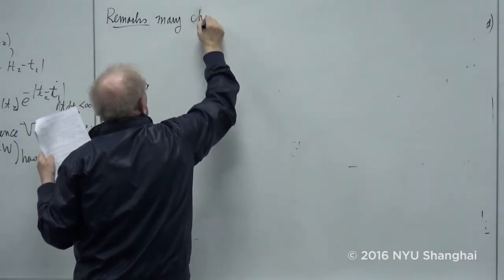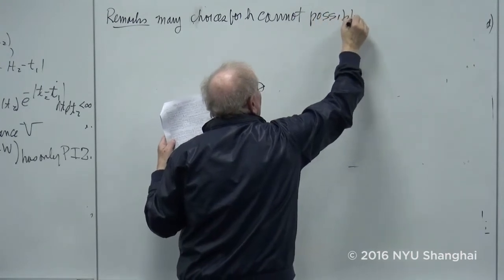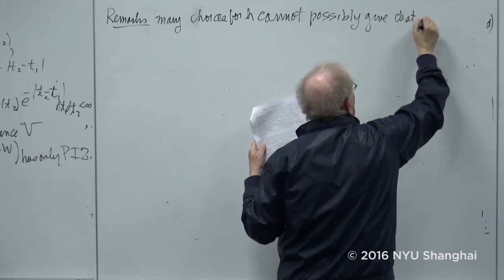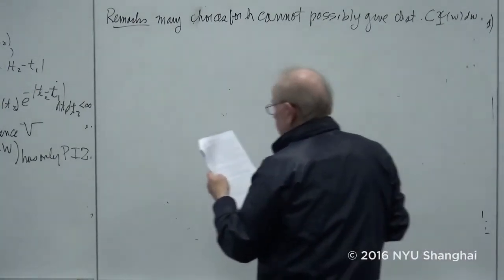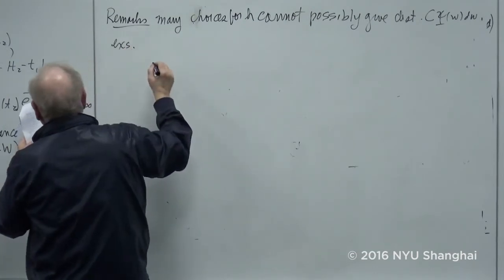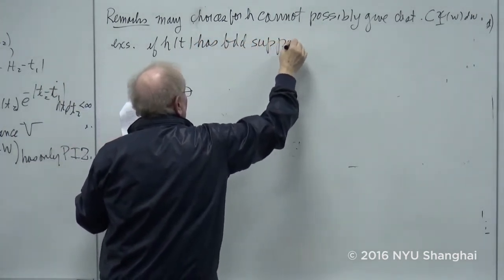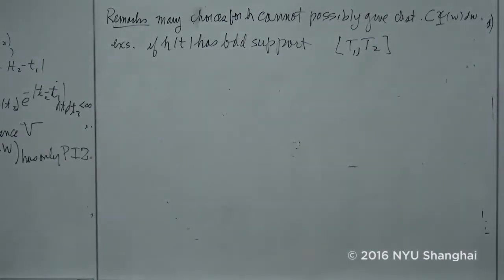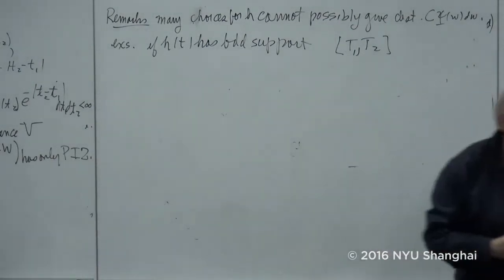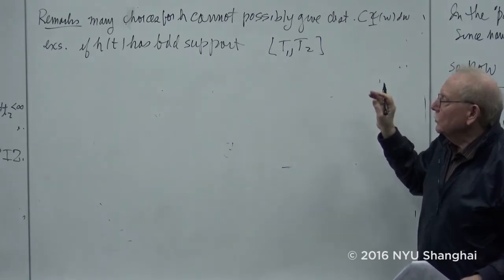Many choices for H cannot possibly give distribution C psi of W dW. So, for example, if H of T has bounded support, say supported on a finite bounded interval, then it can't have this distribution, because it actually is not a continuous distribution. It has a positive probability of having the value plus one or minus one.